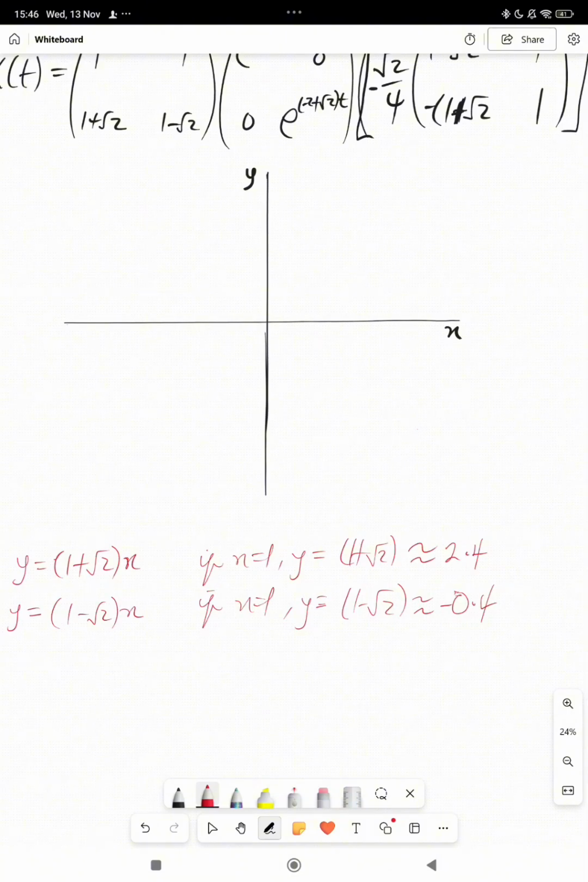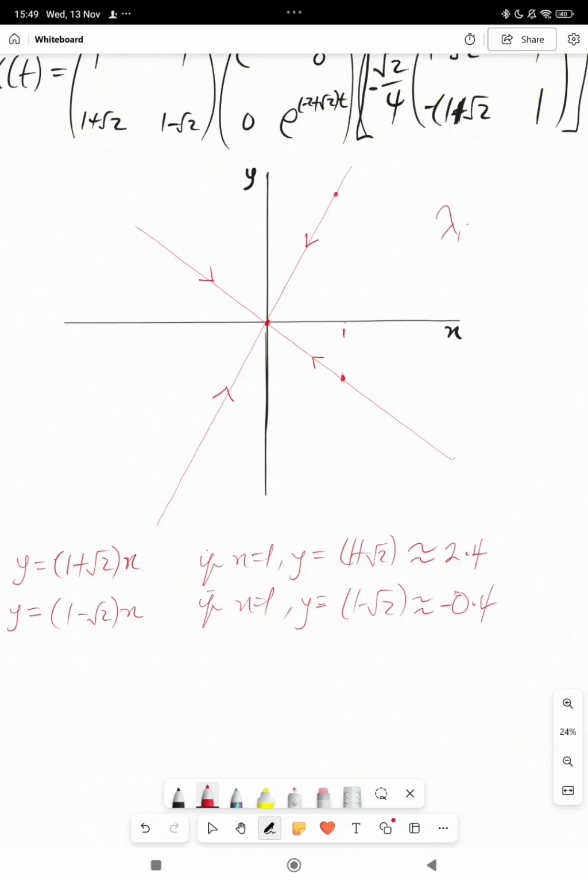So we indicate x equals 1. And y equals 2.4. It's around here. Y equals negative 0.4. It's around here. And they are all passing through the origin. So since the eigenvalues are both negative, we have our directions pointing inward toward the origin. So we have this, this, this, and this.